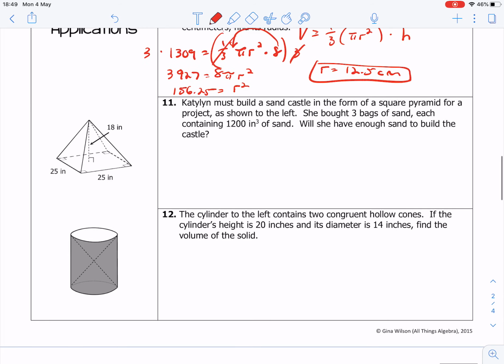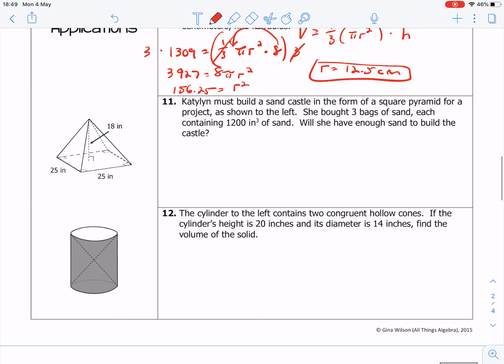Number 11, Caitlin must build a sandcastle in the form of a square pyramid for a project as shown here. I don't know why I wrote a B. She bought 3 bags of sand, each containing 1,200 inches cubed of sand. Will she have enough sand to build the castle? So she bought 3 bags of sand, which would be 3,600 inches cubed worth of sand.